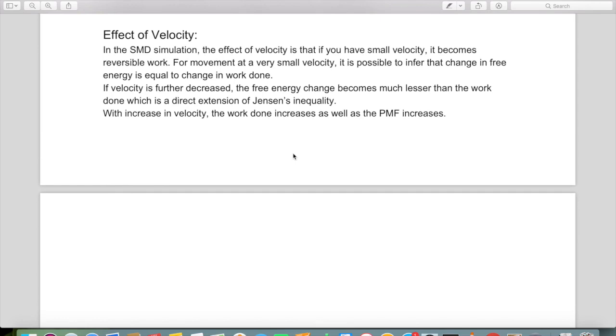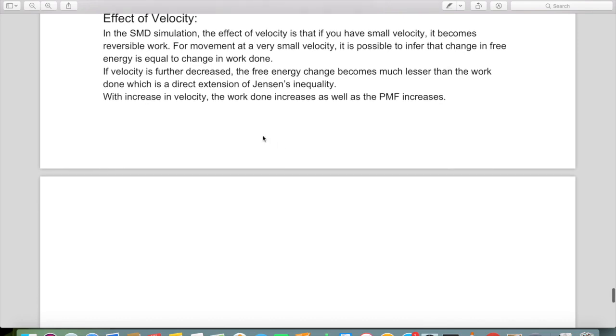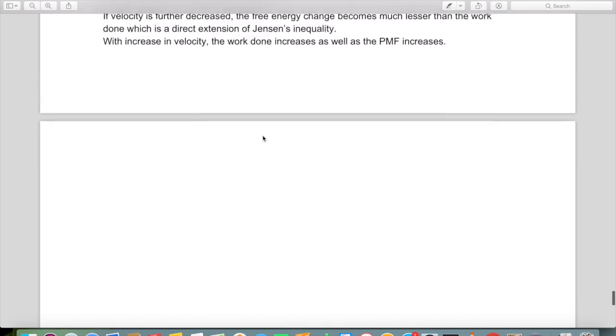The effect of velocity. In the SMD simulation, the effect of velocity is that if you have a small velocity, it becomes reversible work. For movement at very small velocity, it is possible to infer that the change in free energy is equal to the work done. If velocity is further decreased, the free energy becomes much lesser than work done, which is a direct extension of Jensen's inequality. With an increase in velocity, the work done increases as well as the PMF increases.